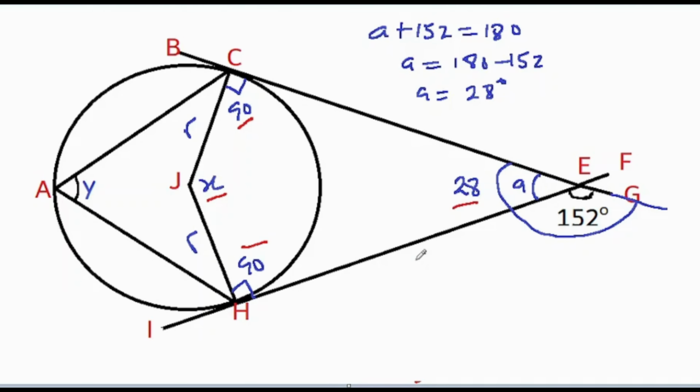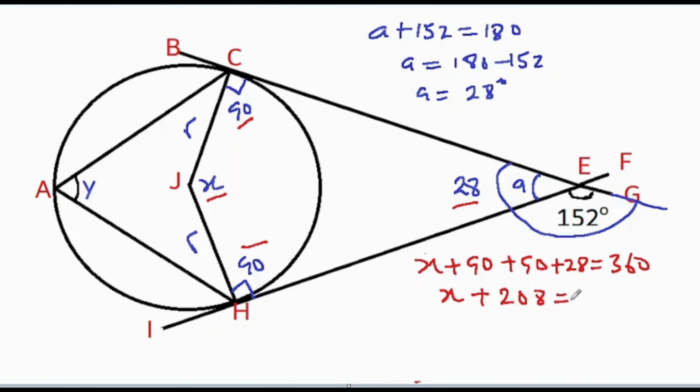So the sum of angles in a quadrilateral is 360 degrees. So x plus 208 equals 360 degrees. Here we can say x equals 360 minus 208, and we have our x to be 152 degrees.